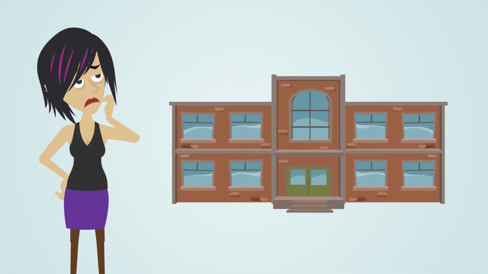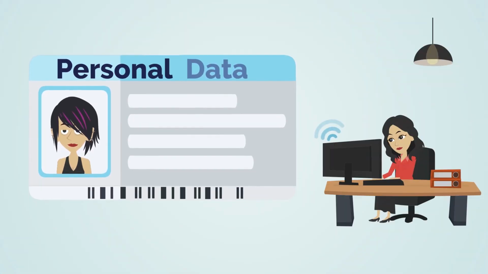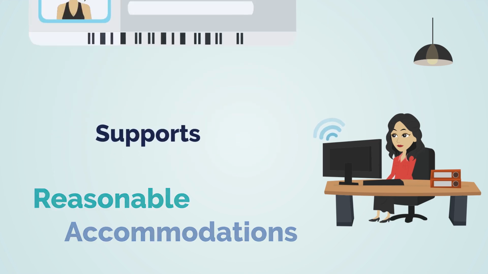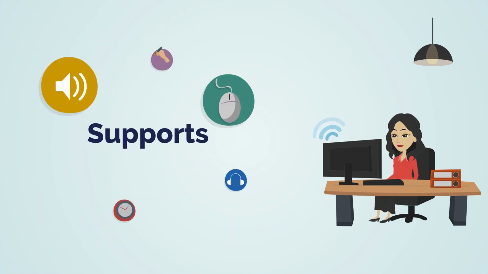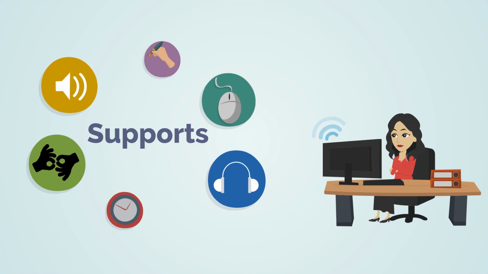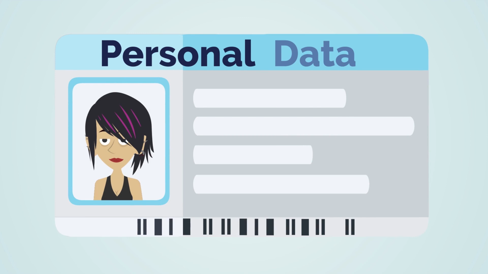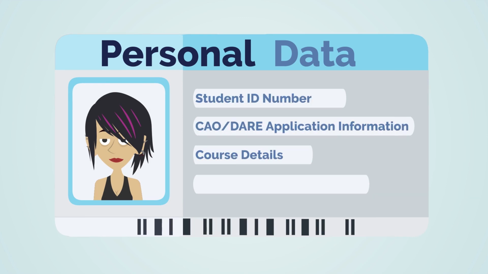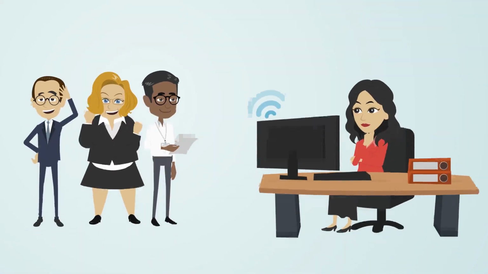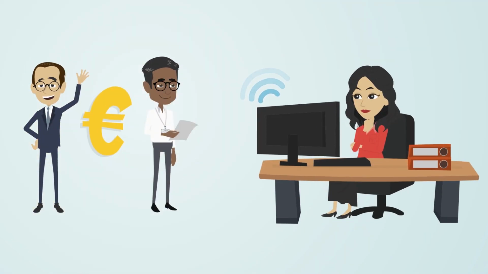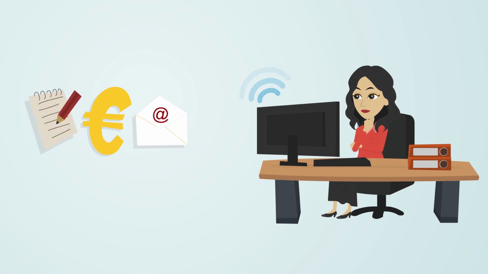So, why do colleges need your personal data? Well, they will need to request your personal data to assess what type of reasonable accommodations, more commonly known as supports, should be made available for you. To assist them with the process of providing supports, they collect and process your personal data, such as your student ID number, your CAO and/or DARE application information, your course details, and the evidence of your disability. As well as for the provision of supports, they need to collect this information for funding bodies who require it to provide funding to cover the cost of supports and for other relevant correspondence and reports.